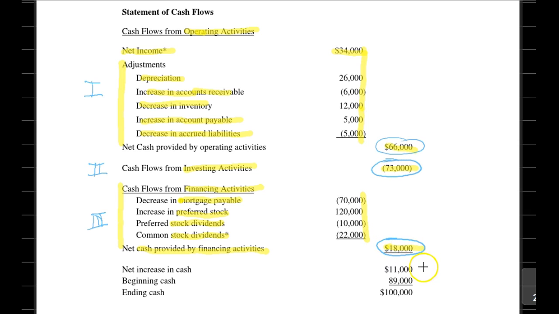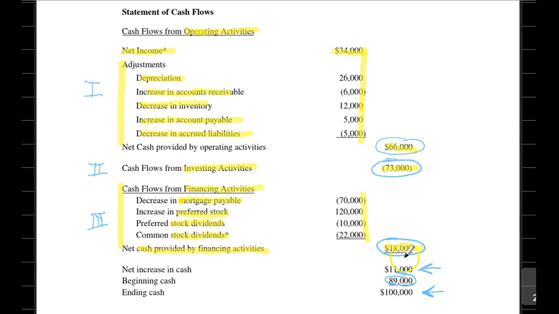Therefore, all these three pieces added up together, the cash flows from operating activities, investing activities, and financing activities, will give us the net increase in cash as we go from year 2011 to year 2012. Since our beginning cash at the end of year 2011 or the beginning of year 2012 was $89,000, an addition of $11,000 should give us a $100,000 ending cash balance, and that would be our cash flow statement.